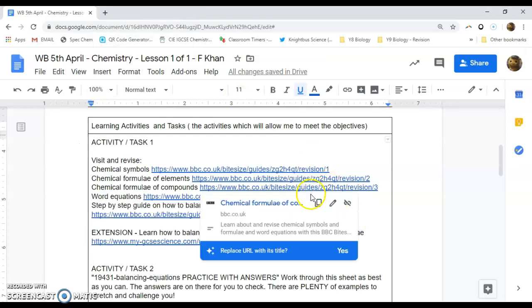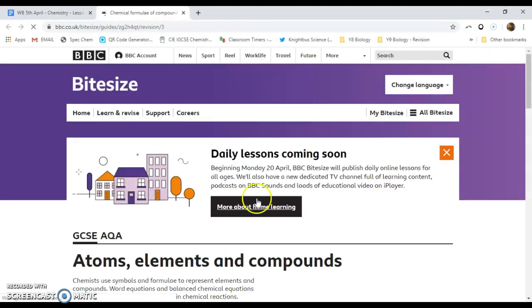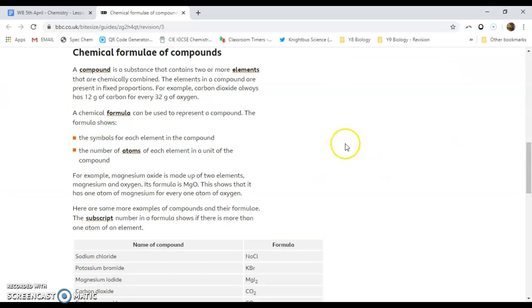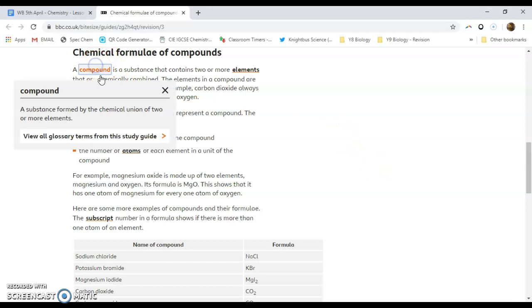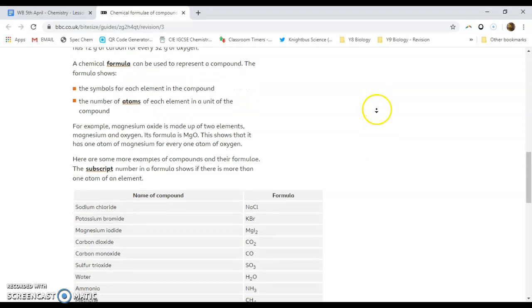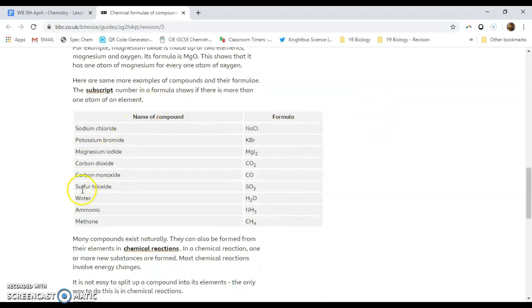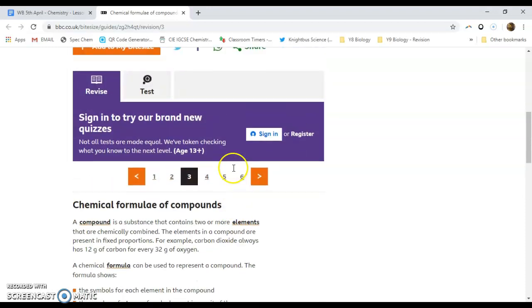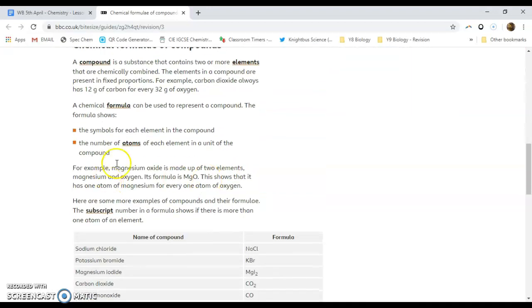So another aspect now is chemical formula of compounds. So things are starting to get a little bit tricky now. So you can talk about compounds, which contain 2 or more elements chemically combined. Okay. Here's the most important thing here. These names of compounds with the formula. Don't worry too much about the factual information over here where it says carbon dioxide always has 12 grams of carbon for every 32. Don't need to worry about that at the moment. Remember, this is stretching you as much as I can.